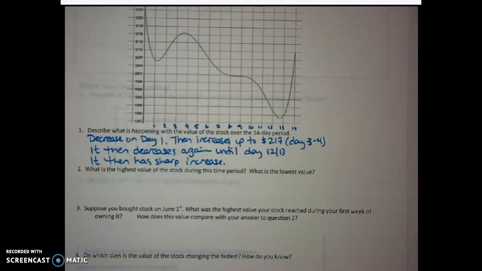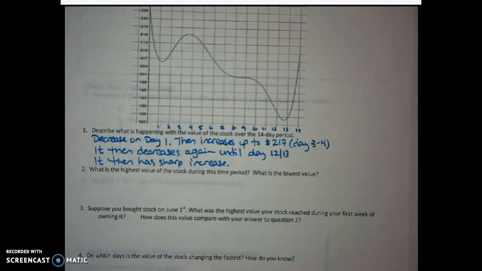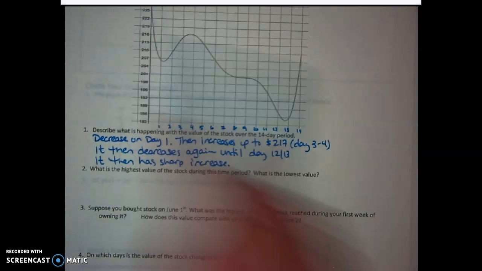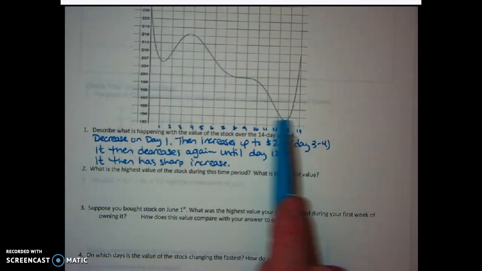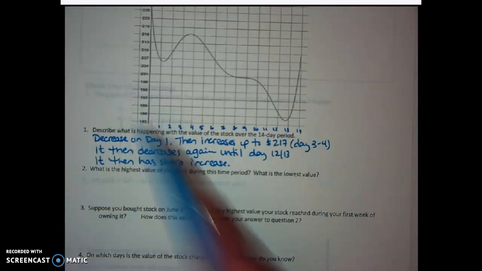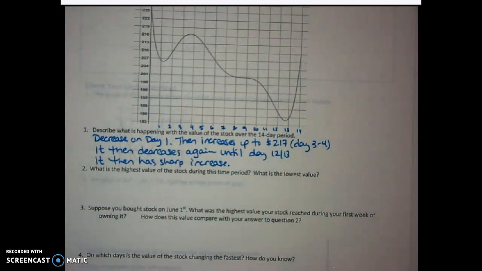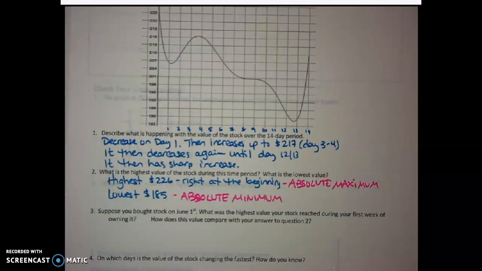Question number 2 basically asks us to just read this graph. What is the highest value of the stock during this time period? And what is the lowest value? So how high does this graph go? It starts at about $226. And how low does it go? Right about $185 or so. Since these values are the highest and the lowest that it goes in the 14-day period, they're called the absolute maximum and the absolute minimum. It doesn't go any higher and it doesn't go any lower.